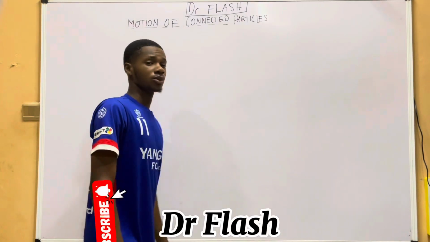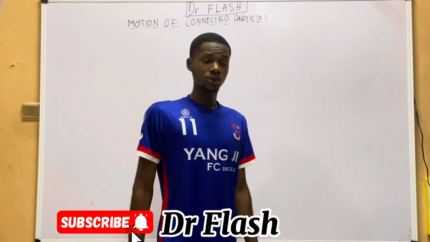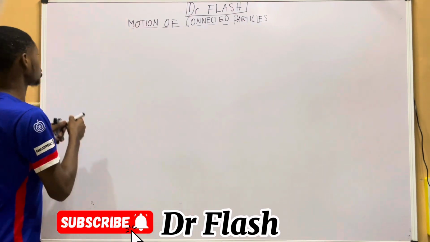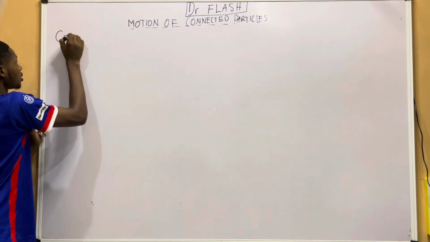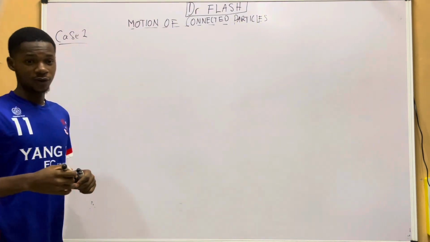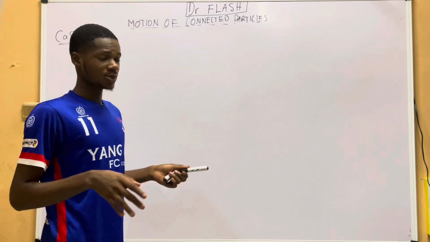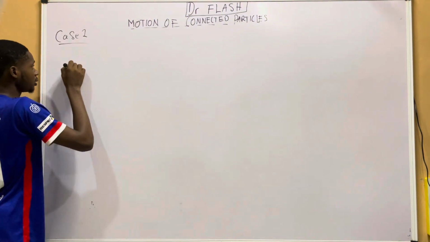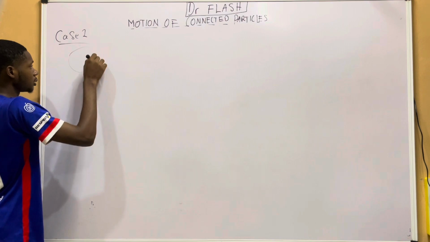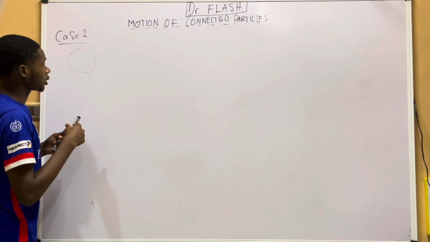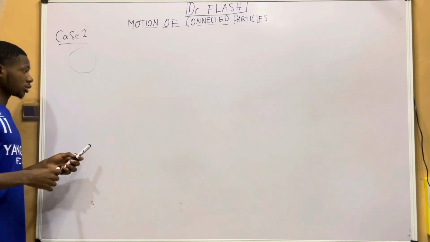In this video, we're still going to be talking about motion of connected particles. I'm going to call this case 2. This one will be quite different from the first one, but nothing really special about it. Now let's say we have a pulley. This is going to be a frictionless, or smooth, pulley.